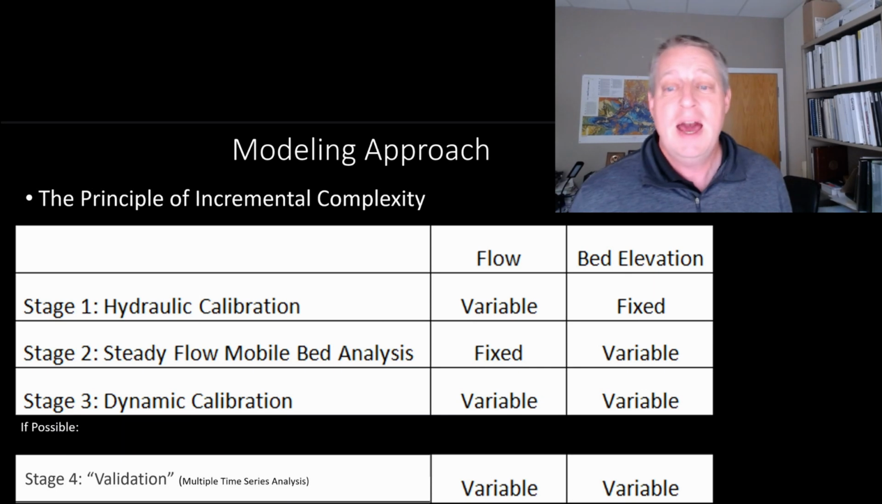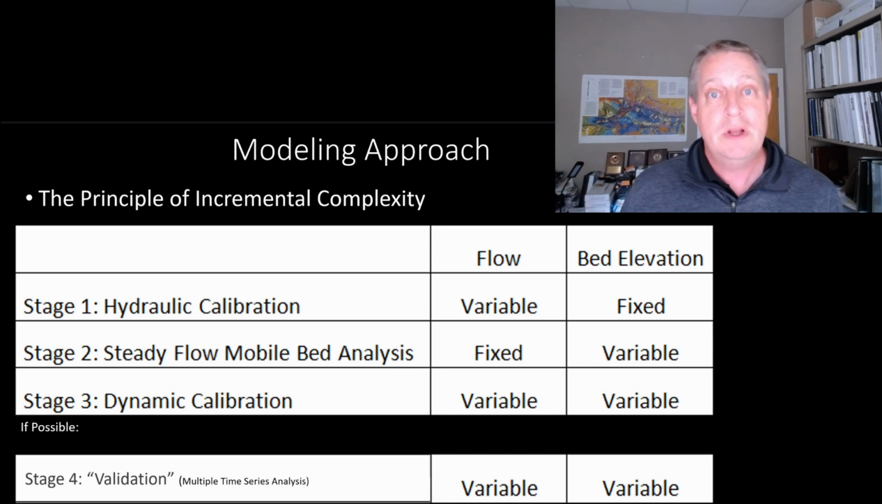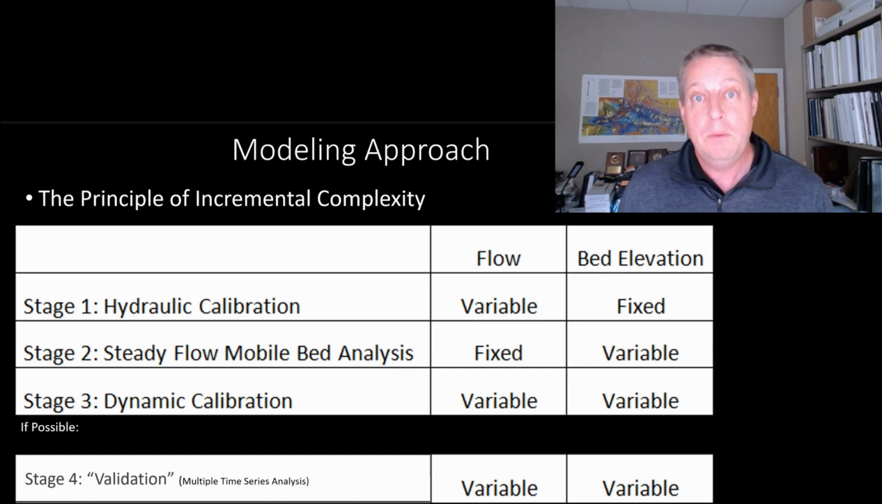So if you think about a hydraulic calibration, well, first you're going to start with steady flow. So that's going to be fixed flow and fixed bed elevation. But eventually you're going to want to calibrate to unsteady flow or to multiple flows. So you're going to let your flow be variable and your elevation be fixed. But then you want to let your bed move, but to only introduce 1 degree of freedom at a time.